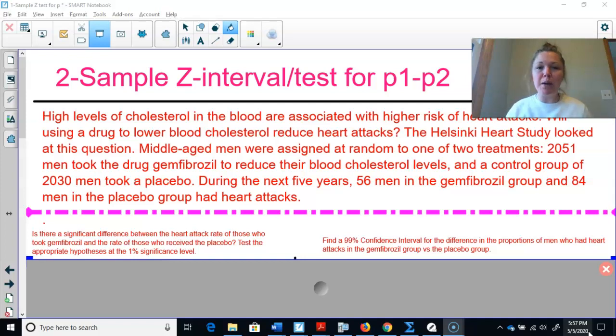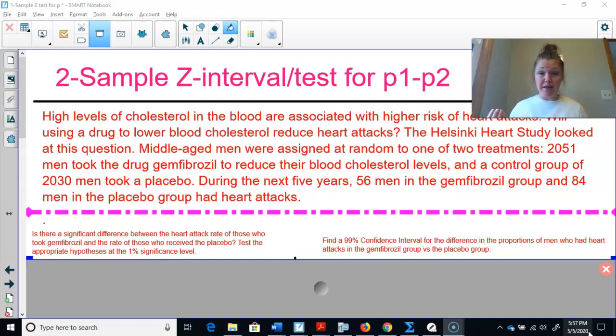High levels of cholesterol in blood are associated with higher risk of heart attacks. Will using a drug to lower blood cholesterol reduce heart attacks? The Helsinki Heart Study looked at this question. Middle-aged men were assigned at random to one of two treatments. 2,051 men took the drug gemfibrozil to reduce their blood cholesterol levels, and a control group of 2,030 men took a placebo. During the next 5 years, 56 men in the gemfibrozil group and 84 men in the placebo group had heart attacks.